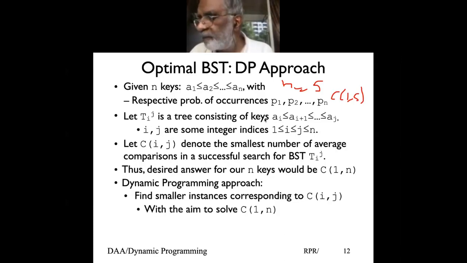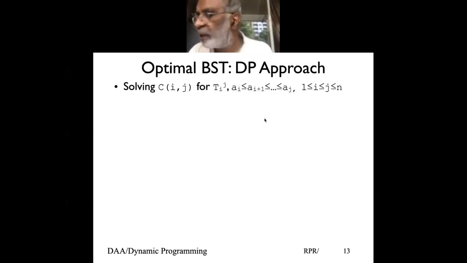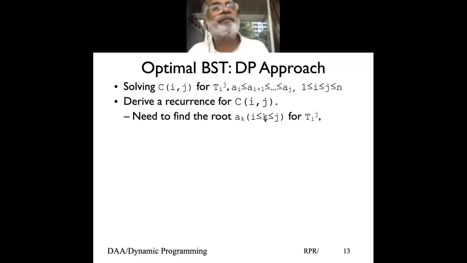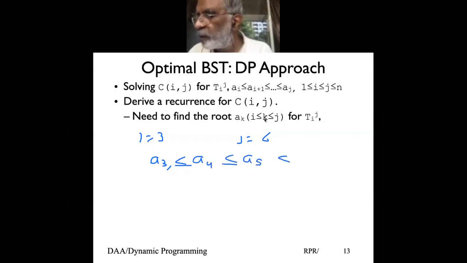This next slide is primarily the crux of the optimal binary search tree problem. So we essentially need to look at how to break this Cij into a smaller problem. We know that in Cij, the nodes are Ai to Aj. Let's take an example, for example i is equal to 3 and j is equal to 6. That means my keys are A3 less than A4 less than A5 less than or equal to A6.